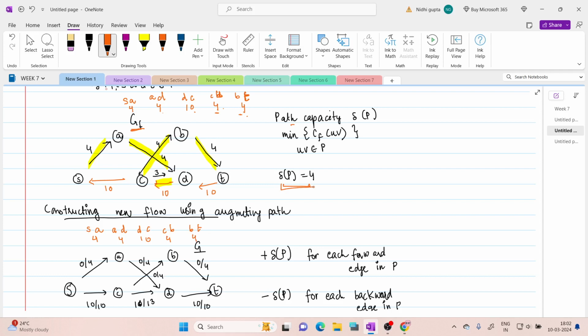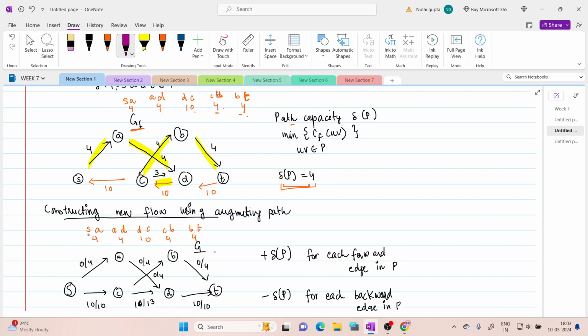Now since path capacity is 4, to get the new flow, what will we do? If the edge in the augmenting path has the same direction as in our original network, we'll add the path capacity to that edge, and if it is in the reverse direction, then we'll subtract that path capacity. That's why we were marking it with a different color to keep track of it.